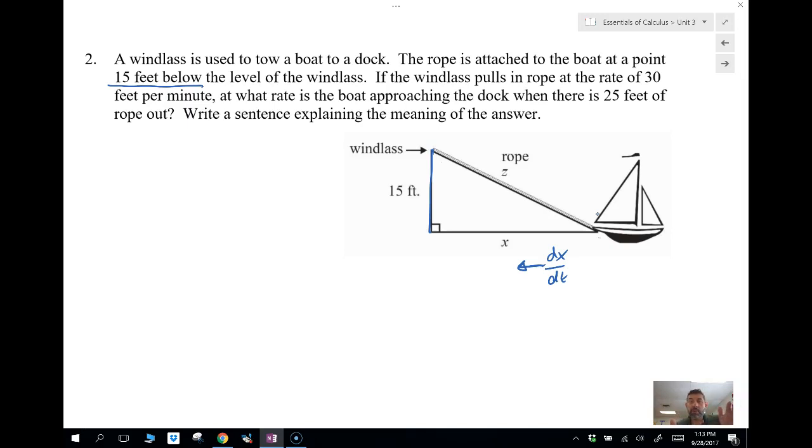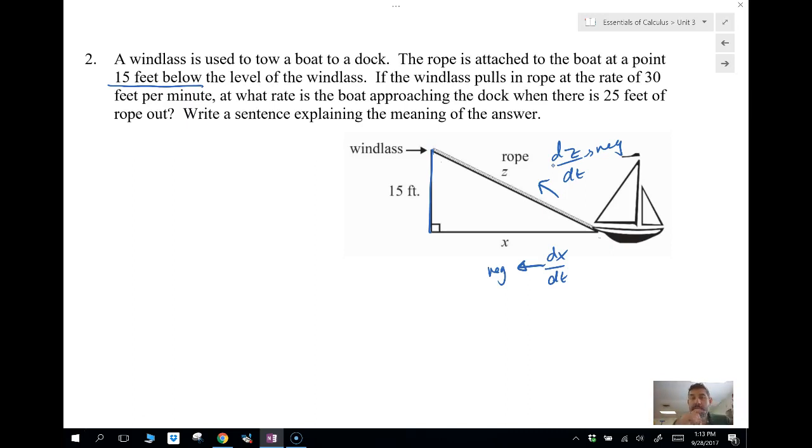The rope also is being pulled in, right? At what rate is the boat approaching the dock when there's 25 feet of rope out? So we're pulling the rope in, so dz/dt is also going to be negative. These are both going to be negatives because they're being pulled in, and the z is getting shorter. If your distance is getting shorter, then your rate of change is going to be negative.